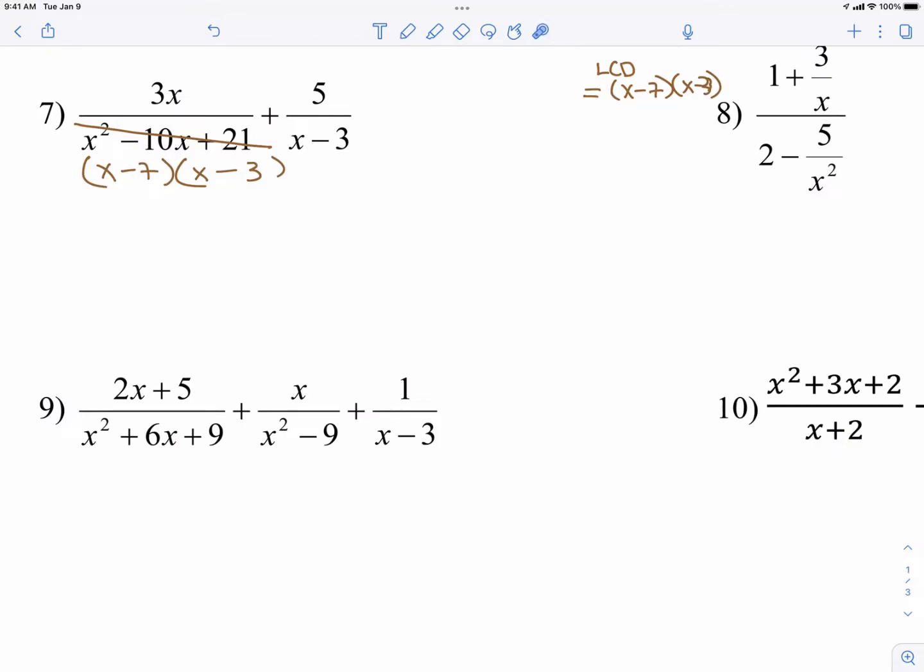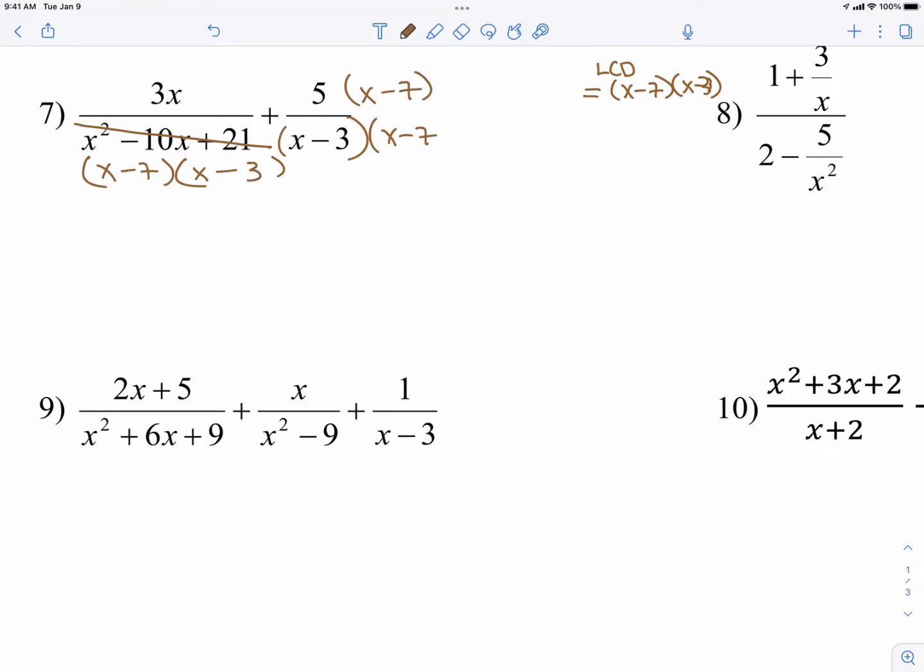Now, in this first fraction, the common denominator is already intact. There is nothing missing in this first fraction, so we don't need to multiply that first fraction by anything. However, the second fraction is missing x minus 7. So let's multiply the top and bottom by x minus 7.